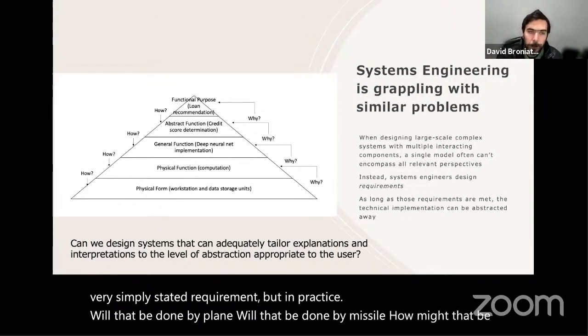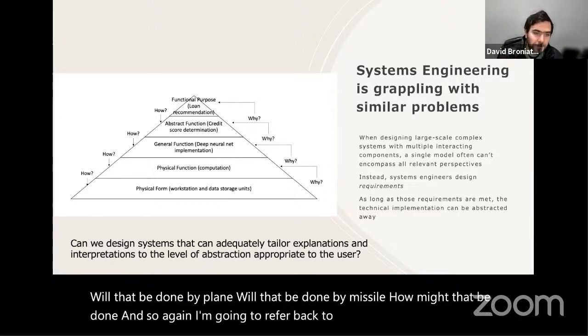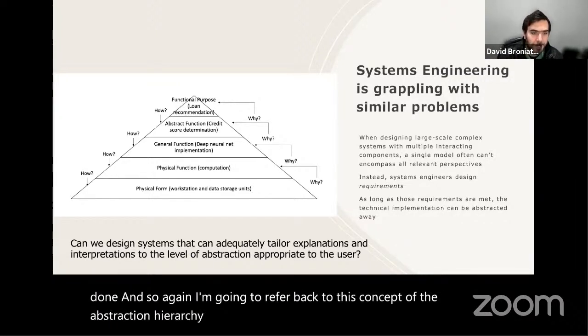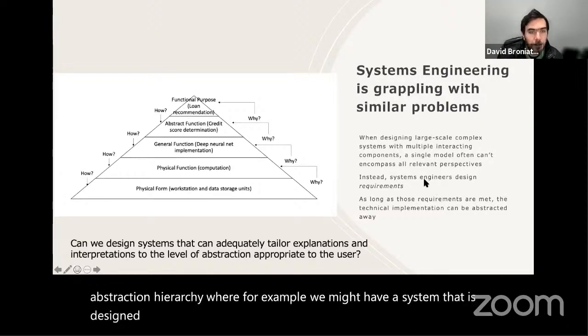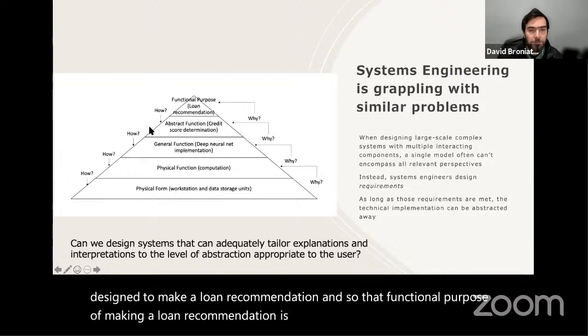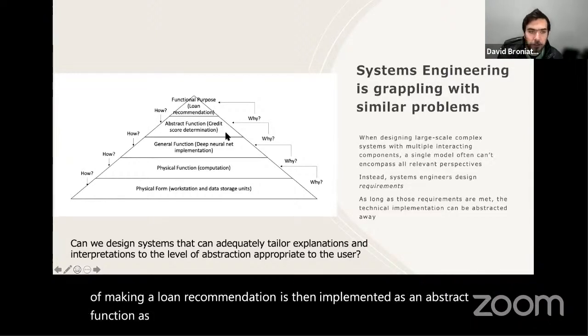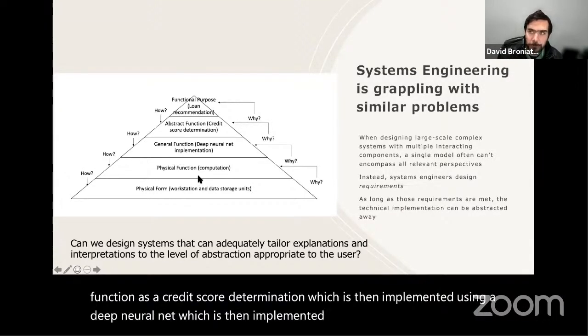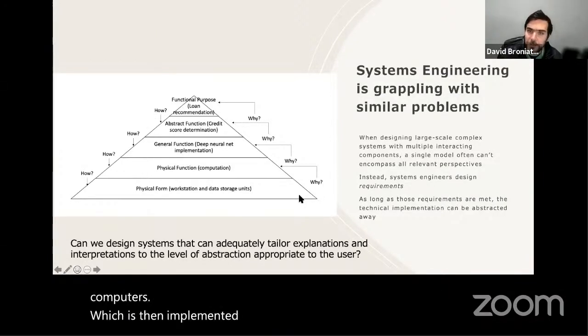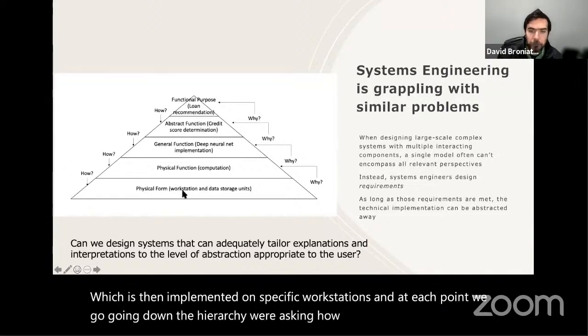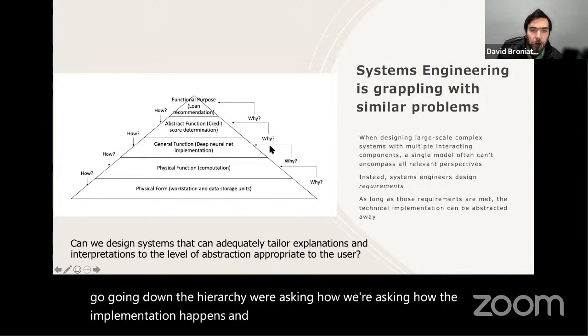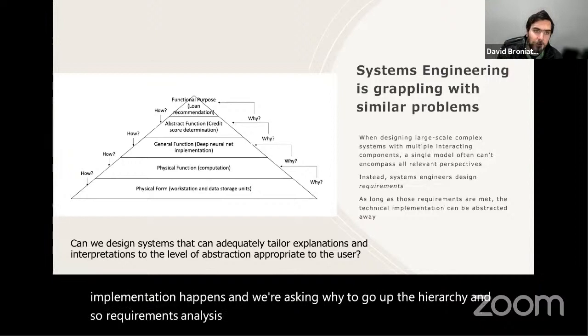And so, again, I'm going to refer back to this concept of the abstraction hierarchy, where, for example, we might have a system that is designed to make a loan recommendation. And so that functional purpose of making a loan recommendation is then implemented as an abstract function, as a credit score determination, which is then implemented using a deep neural net, which is then implemented using a specific set of computers, which is then implemented on specific workstations. And at each point, going down the hierarchy, we're asking how the implementation happens, and we're asking why to go up the hierarchy. And so requirements analysis, writing requirements, is fundamentally about navigating that hierarchy.